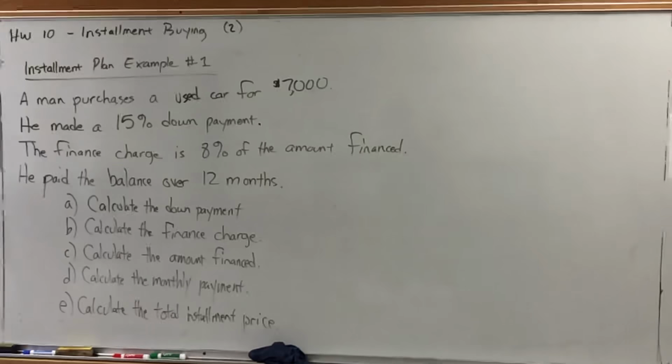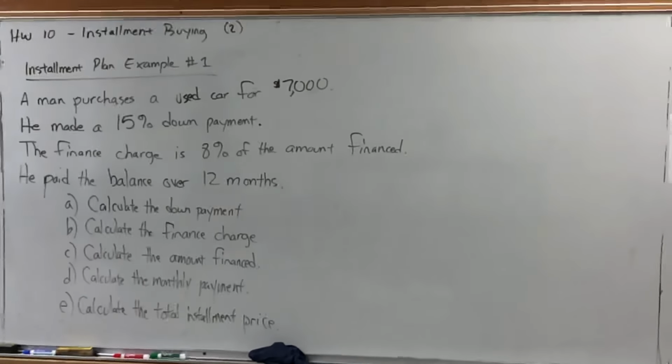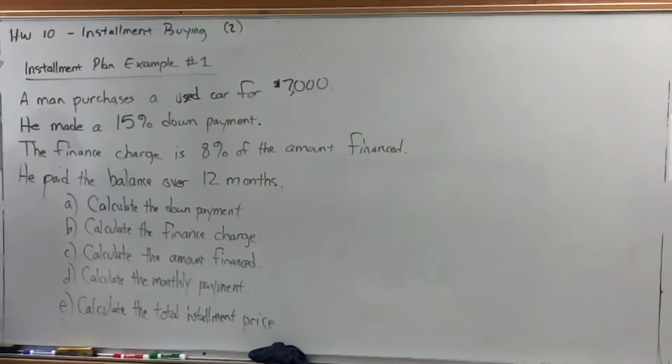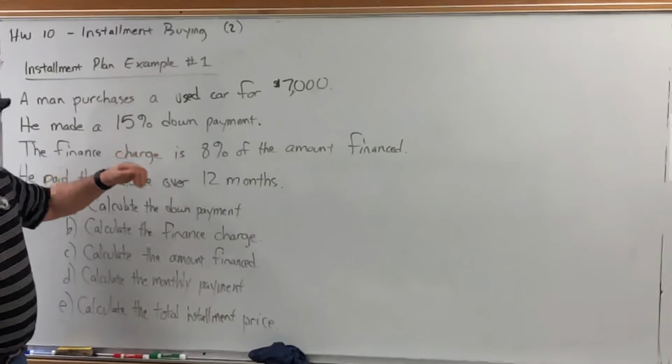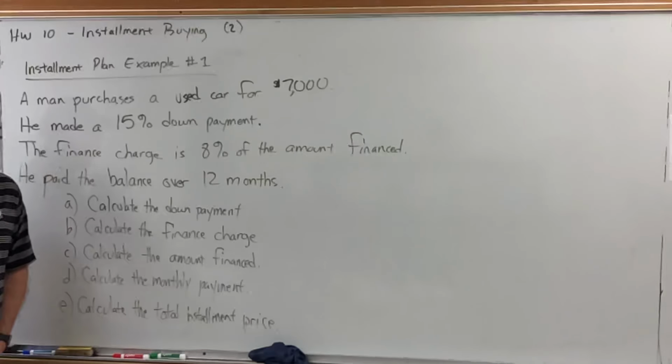Homework 10, Installment Buying, Video 2. Let's take a look at an example of an installment plan. A man purchases a used car for $7,000. He made a 15% down payment. The finance charge is 8% of the amount financed.